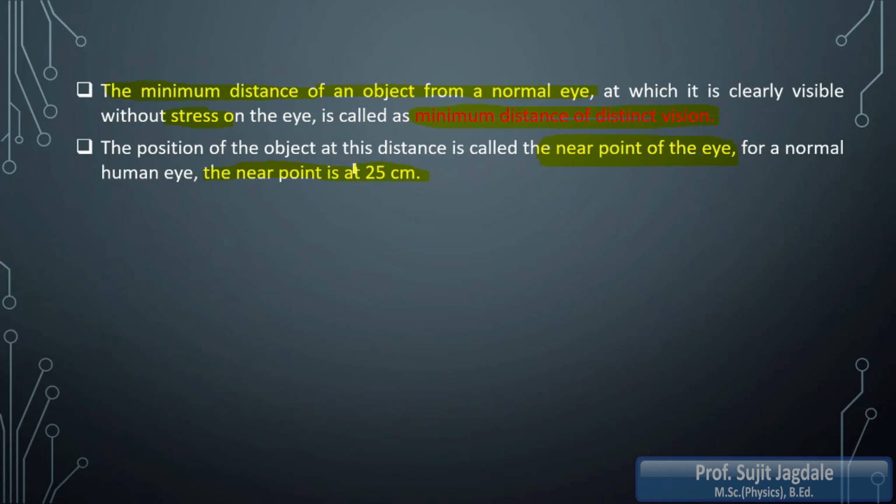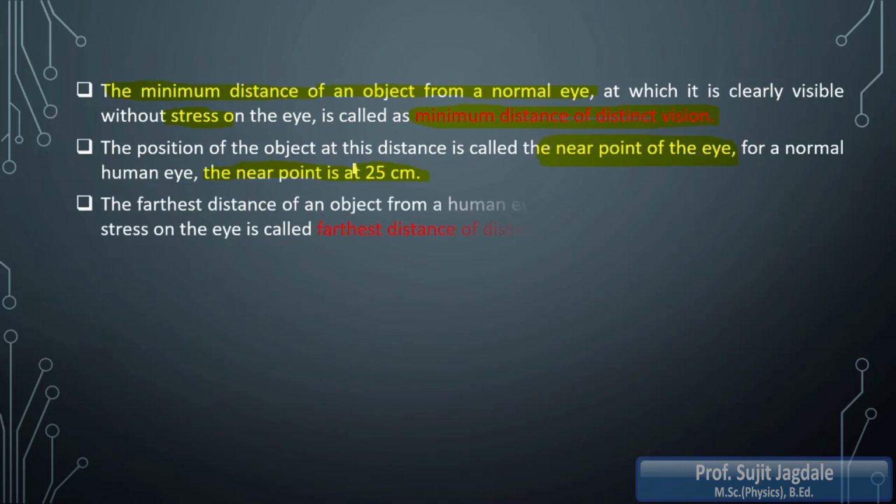You can hold a finger in front of your eye, and if you bring it very close to your eye, you are not able to see it properly. You have to strain your eyes, and if you bring it to 25 centimeter, then you are able to see it very clearly, because 25 centimeter is the near point.